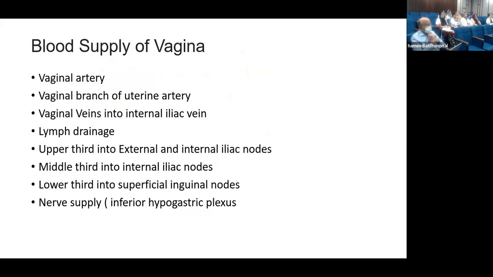The vagina is supplied by the vaginal artery and also a vaginal branch of the uterine artery. Vaginal veins drain into the internal iliac vein. Lymphatic drainage of the vagina is divided into three parts. The upper third of the vagina drains into the external and internal iliac nodes. The middle third drains into the internal iliac nodes, and the lower third drains into the superficial inguinal nodes. And the vagina is also supplied by the inferior hypogastric plexus.